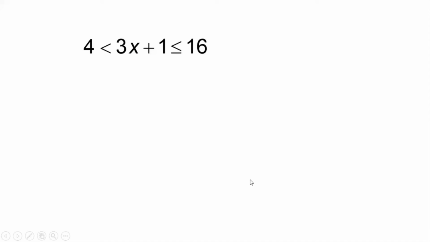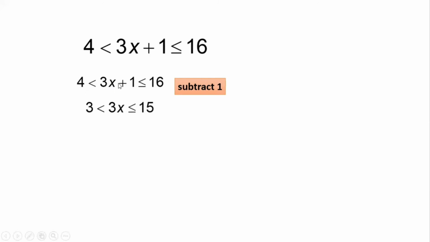Now, 4 is less than 3x plus 1, less than or equal to 16. Let us first get rid of 1, so we subtract 1 from all three parts. 4 minus 1 is 3, 3x plus 1 minus 1 will remain 3x, and 16 minus 1 is 15. Now let us divide by 3, because x is to be isolated. 3 divided by 3 is 1, 3x divided by 3 will be x, and 15 divided by 3 will be 5. So 1 is less than x, less than or equal to 5.